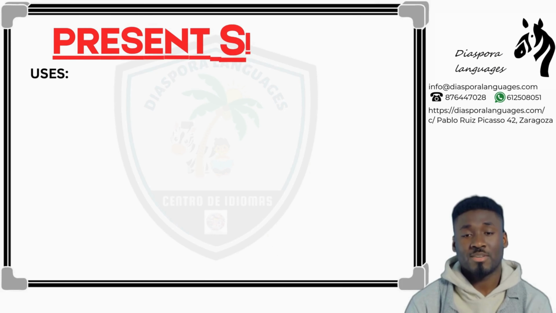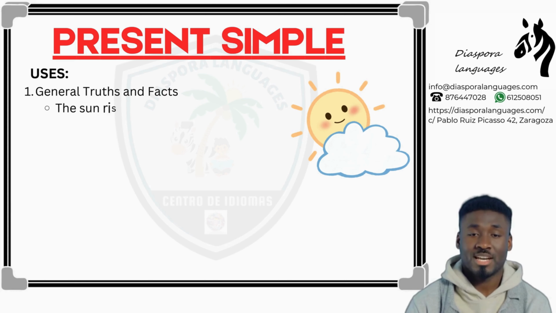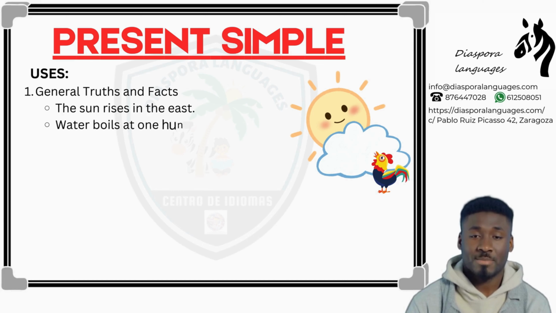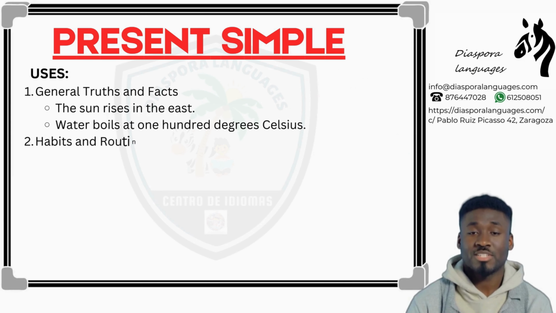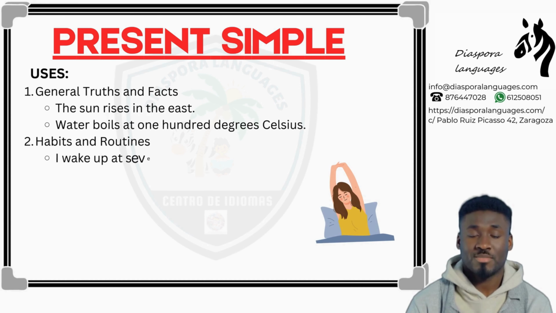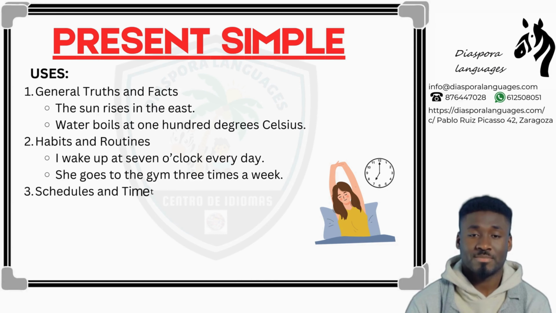Now that we know how to form present simple sentences, let's talk about when to use them. One, we use it for general truths and facts. For example, the sun rises in the east. This is a fact because it will always happen. Two, for habits and routines, we also use the present simple. For example, I wake up at 7 o'clock every day. It's a habit of mine and repetitive. I do that every day.